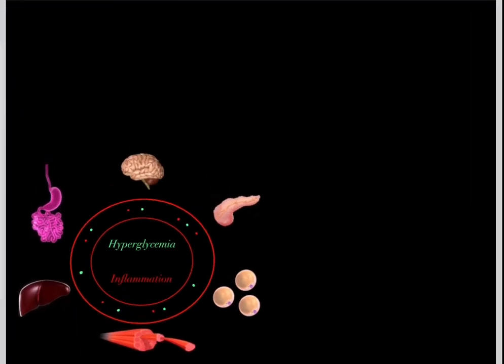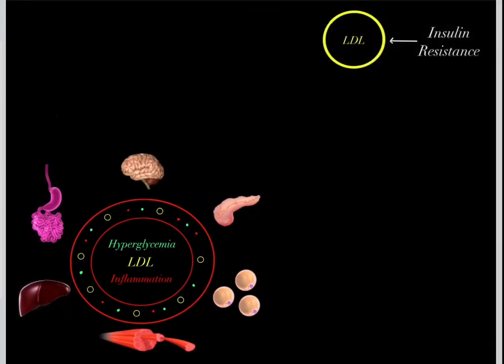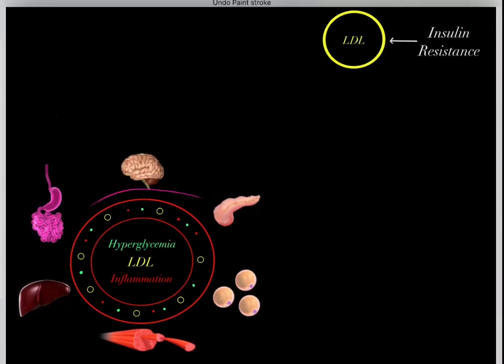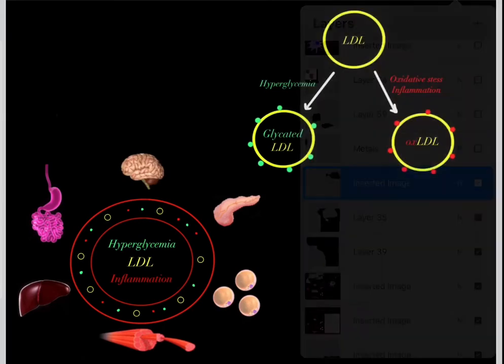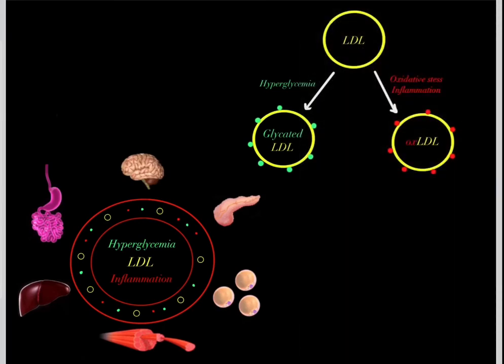So insulin resistance can lead to hyperglycemia and systemic inflammation. But not just that, later on we'll see how insulin resistance can increase LDL levels. So this leads to the perfect storm for atherosclerosis. So how does this happen?